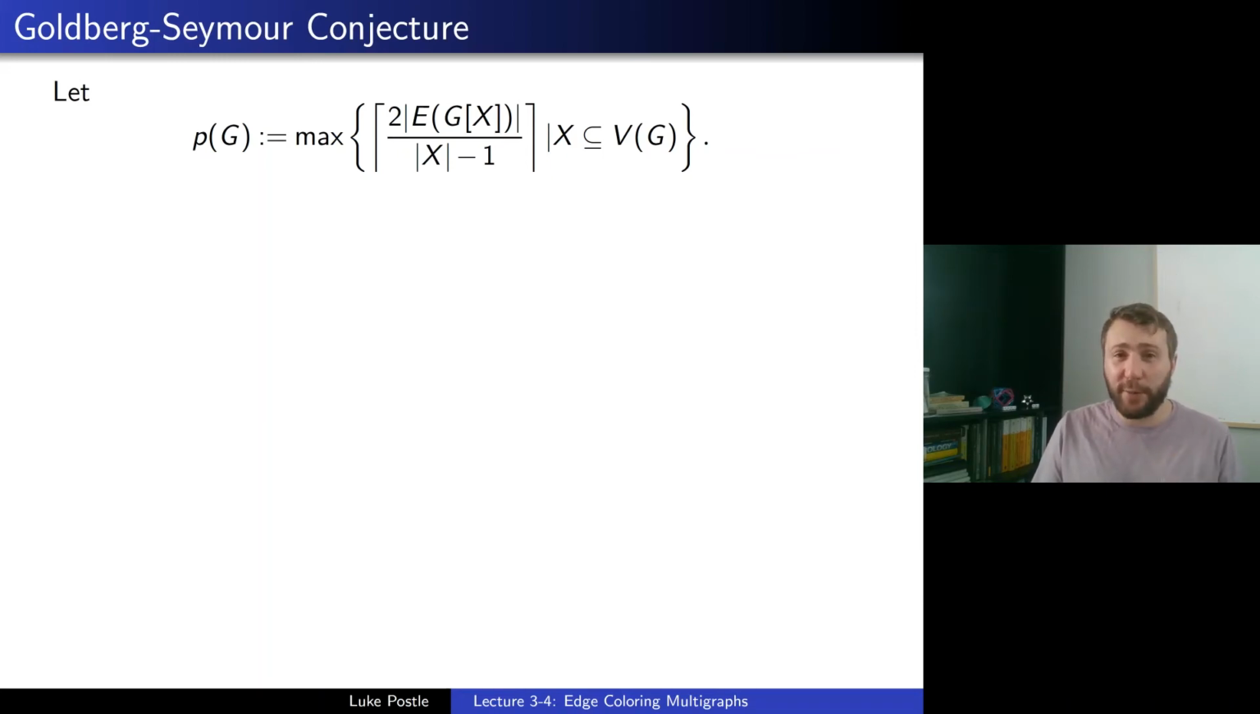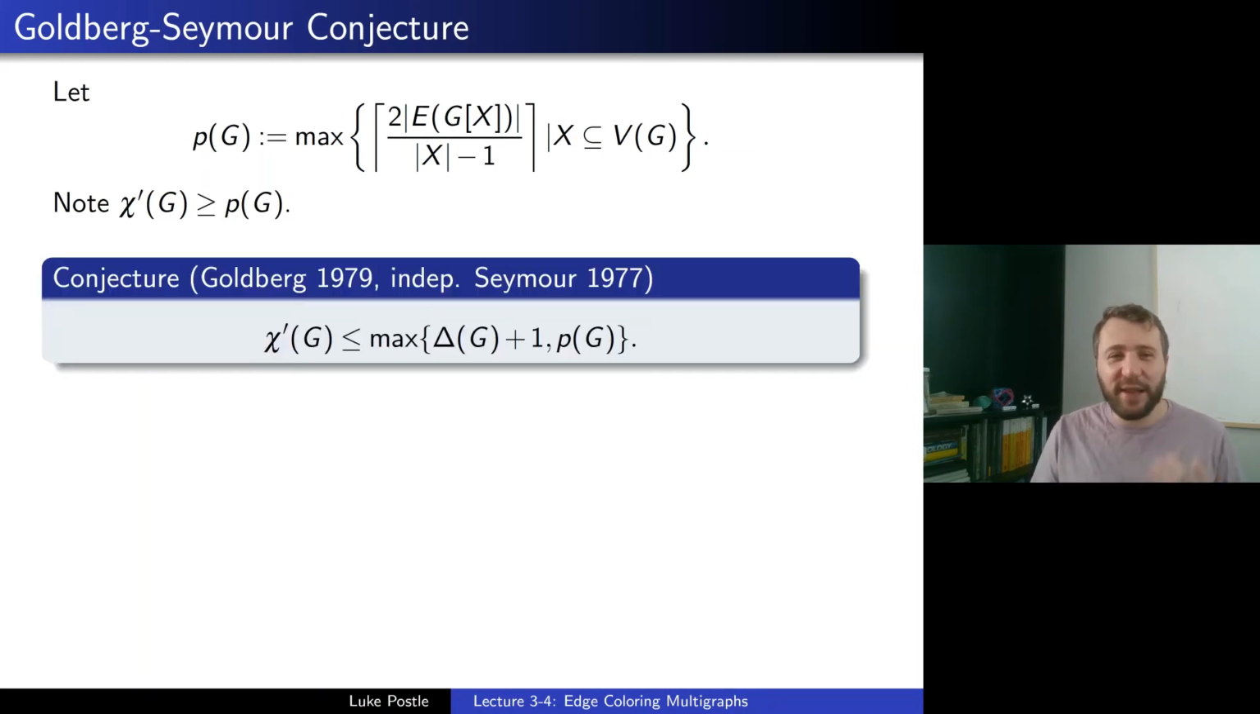It'd be the number of edges over x minus 1 over 2, which gives you this, and then of course you could take the ceiling. So that will give you a lower bound on the chromatic index. So chi prime will always be at least p.